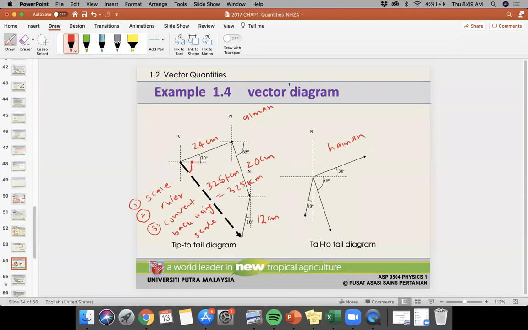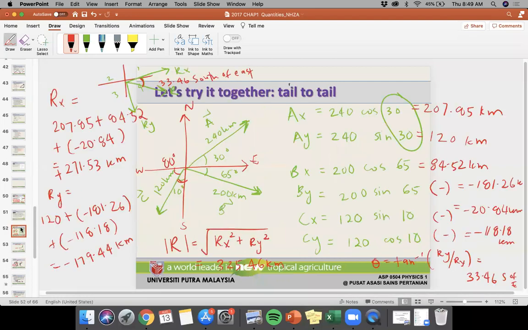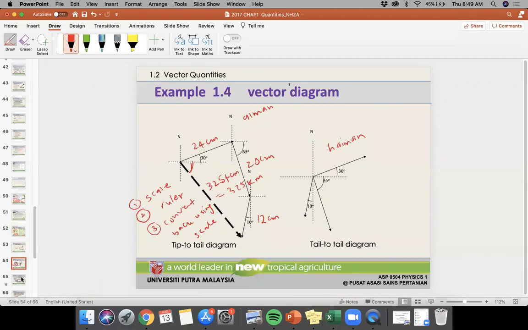So the angle is here. What did we get just now? It was 33.46. So here you measure, and it's 33.46. Again, using the geometrical method isn't that precise, so maybe you'll get just 33. That's fine. Is that clear?